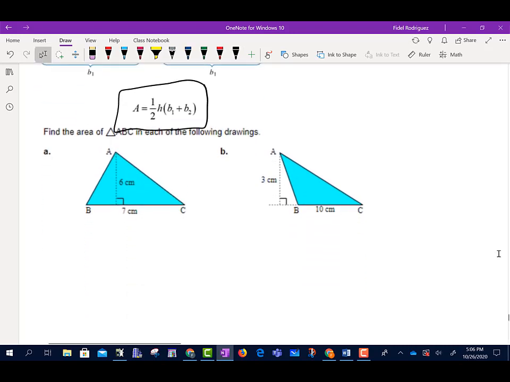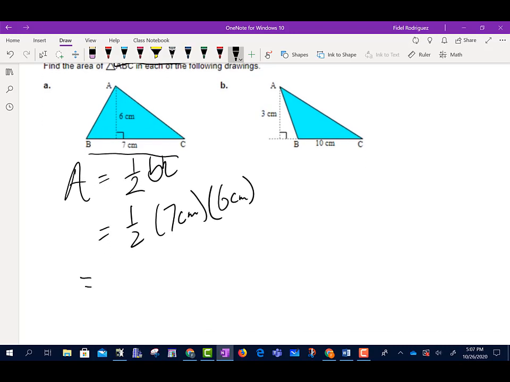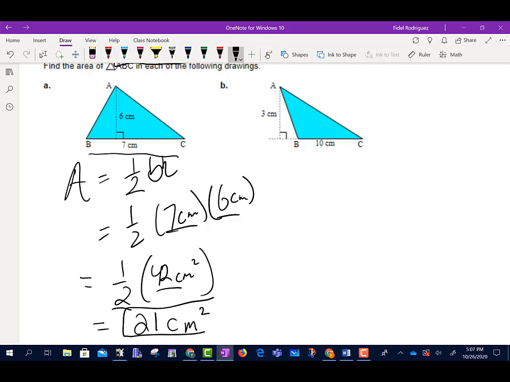Okay, so for this first problem, let's find the area of triangle ABC in each of the following drawings. First thing I'm going to do is write down the formula of a triangle. It's 1/2 base times the height. So 1/2, the base in this case is 7 centimeters times the height, which is 6 centimeters. This is equal to 1/2, 6 times 7 I know is 42, this is centimeters squared, and then half of 42 is going to be 21 centimeters squared.